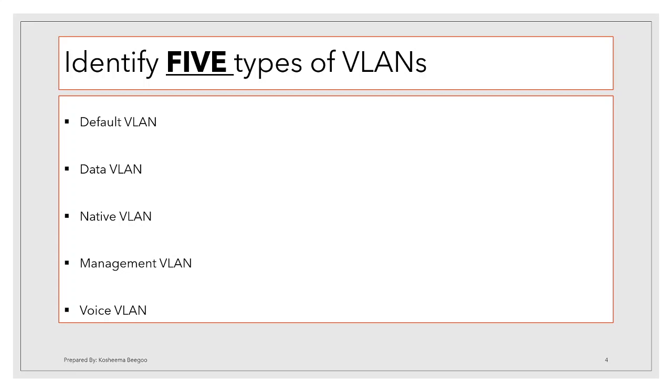Now, there are 5 types of VLANs. We have default VLAN, data VLAN, native VLAN, management VLAN, voice VLAN. These are the VLANs that we are going to describe, and we have to work on these VLANs and we are going to configure these VLANs also on our Cisco switch.